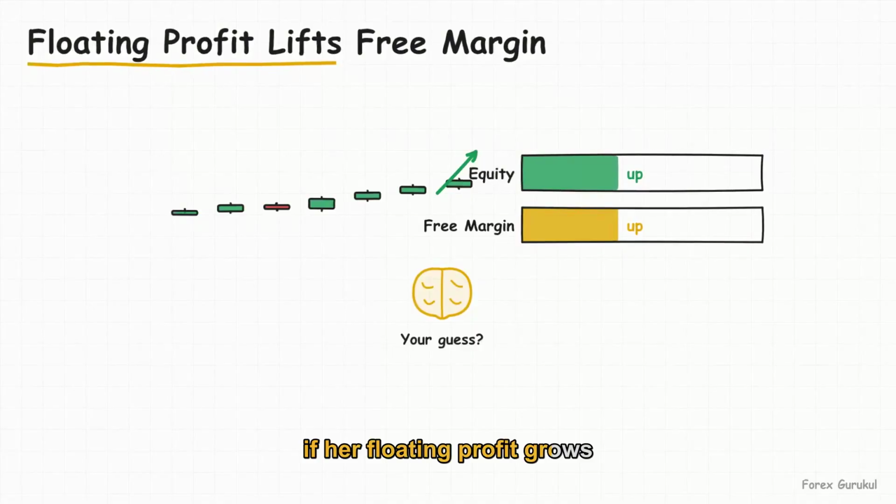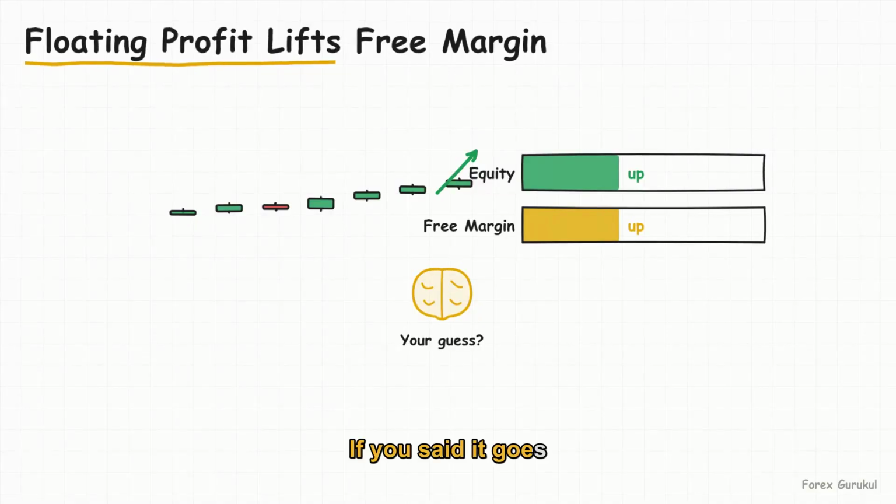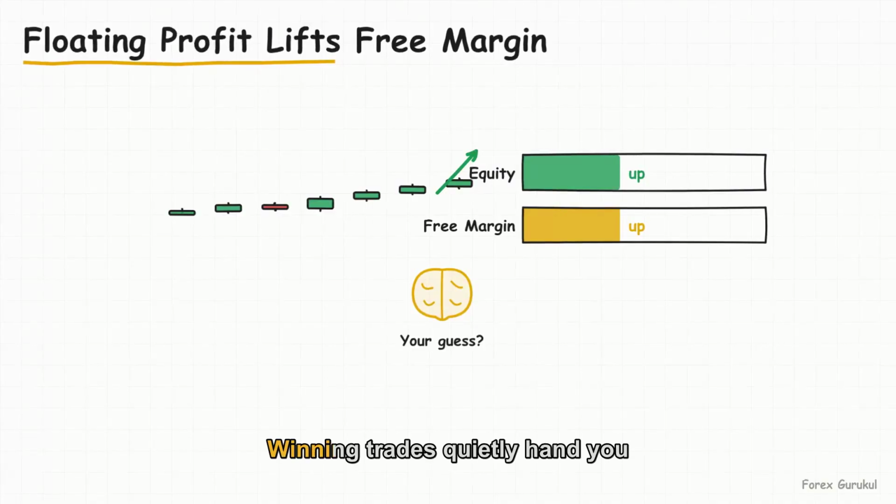If her floating profit grows by $300, what happens to her free margin? If you said it goes up by roughly the same $300, you have got the relationship. Winning trades quietly hand you more room to trade with.